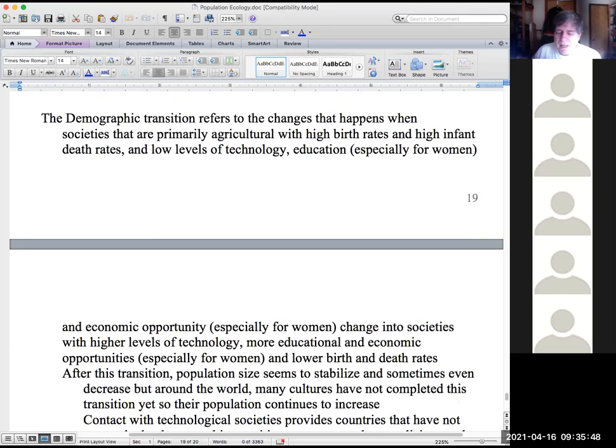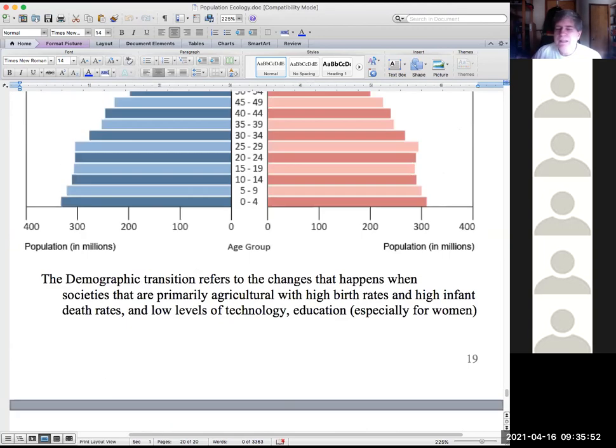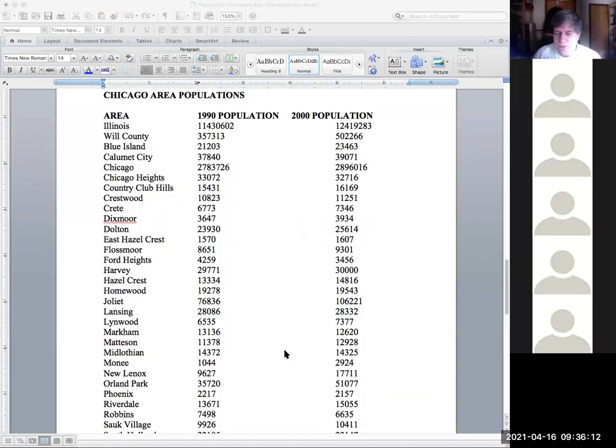So when we look at this, we want to keep in mind that the human population is currently still growing very rapidly. So let's look at some examples of how rapidly population growth is occurring. So let's go to another screen and look at some numbers.